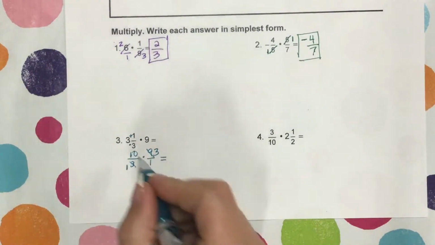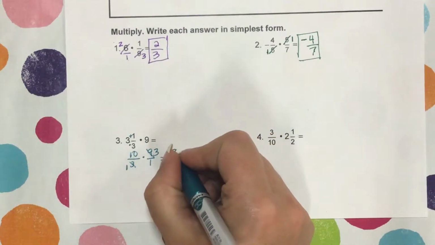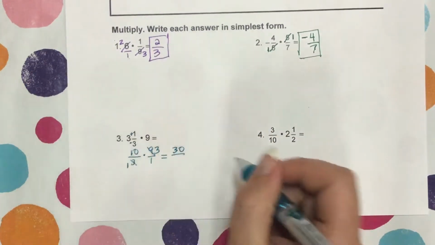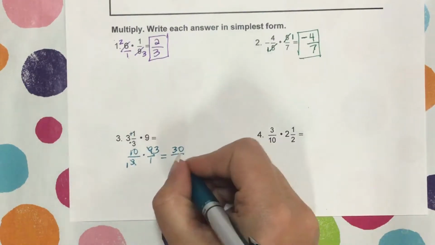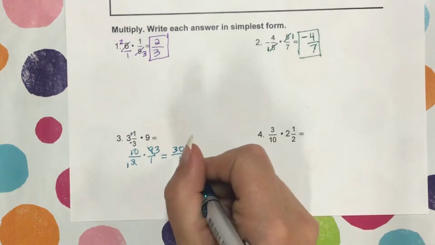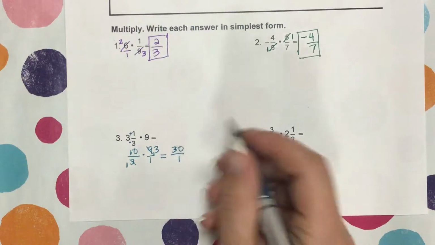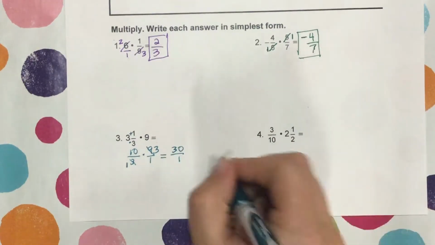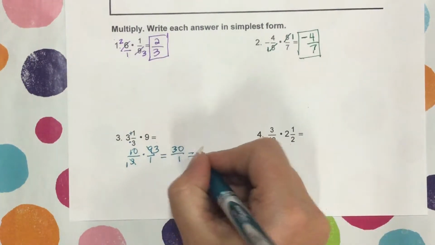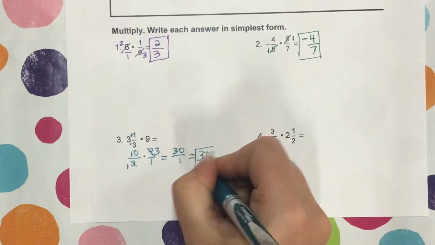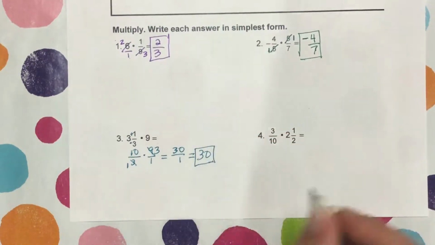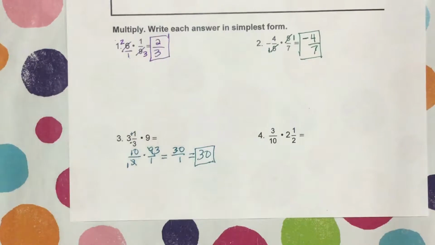Here we go. So 10 times 3 is 30. Multiply the numerators, and then multiply the denominators. 1 times 1, which is 1. And anytime you have 30 over 1 or any number over 1, it's just the number on top. So 30 over 1 is the same thing as 30. So that is the answer in simplest form. All right, perfect. On to number 4.